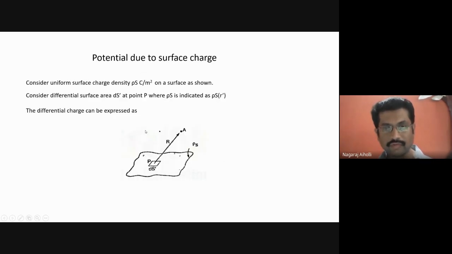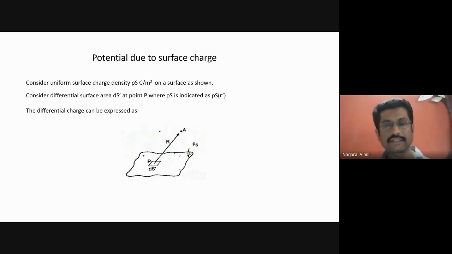VA is equal to the surface integral of rho s r dash ds dash divided by 4 pi epsilon naught r volts. This is the equation for the total potential at the point A. At this point A, the total potential due to surface charge is given by the surface integral of rho s r dash ds dash divided by 4 pi epsilon naught r volts. I hope this derivation is clear for you all students.